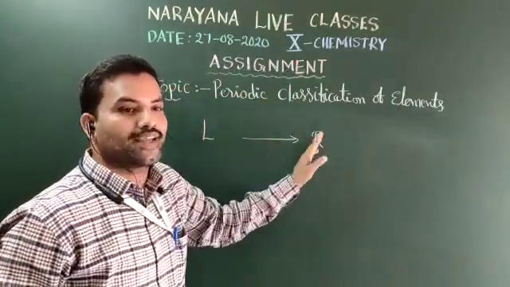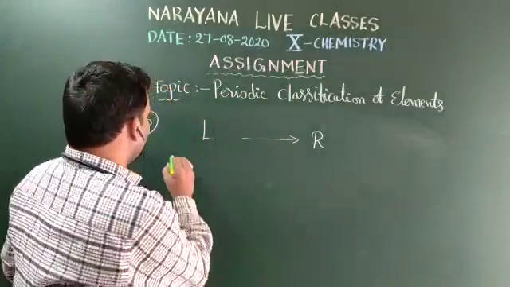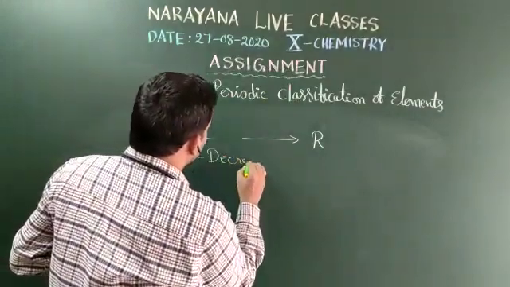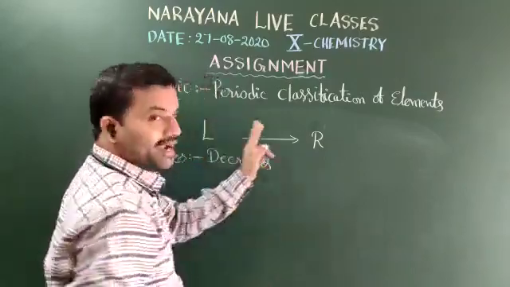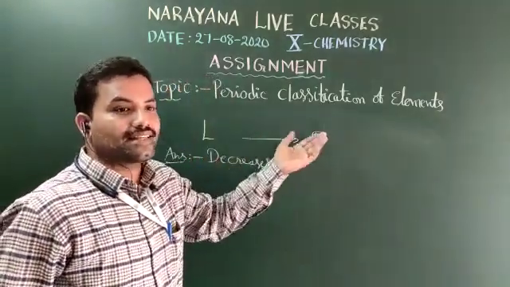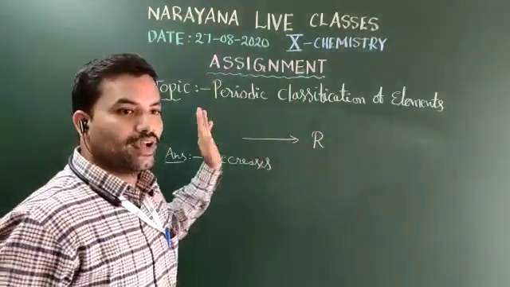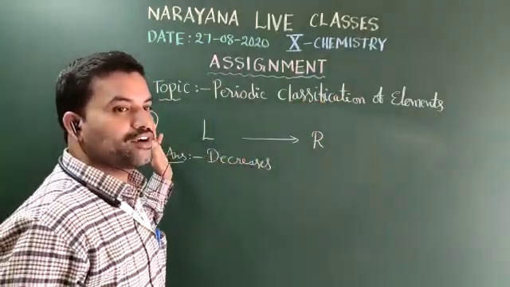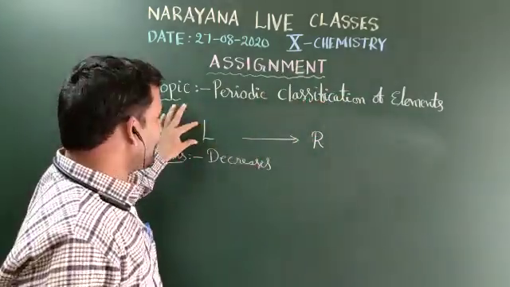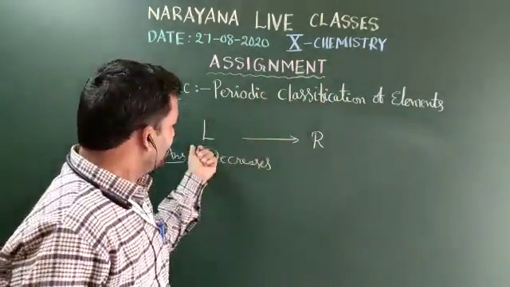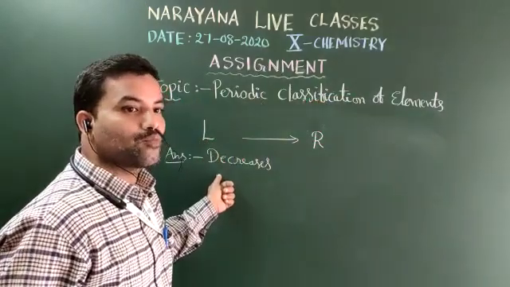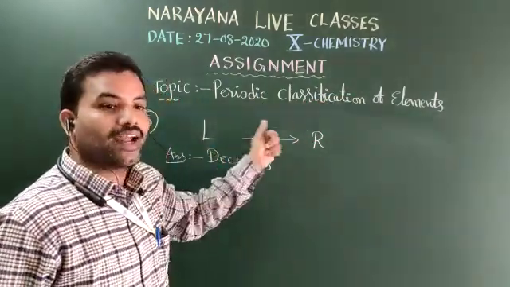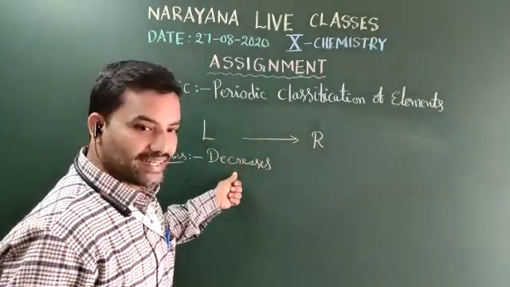We have to say that the atomic radius decreases when we move from left to right. On the left side there are metals and on the right side non-metals, so when we move from metals to non-metals the atomic radius decreases. Atomic radius decreases when we move from left to right along a period.